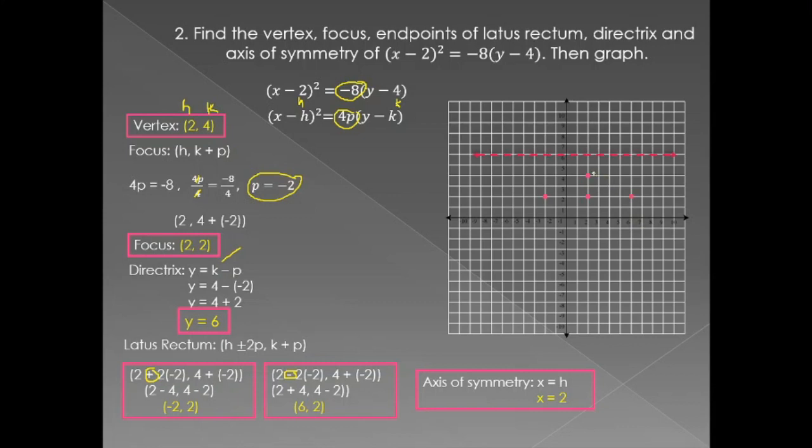And for the directrix, we have positive 6, y is equal to 6. So this is our directrix. And this is our axis of symmetry, x is equal to 2. And for the graph, ayan, yan ang itsura ng ating graph.